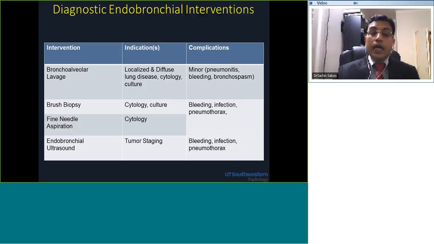Followed by that is brush biopsy, where we obtain samples for cytology and culture. Fine needle aspiration, again for cytology, and endobronchial ultrasound for tumor staging. The complications related to them are similar to those of any endobronchial procedure, which would include bleeding, infection, and pneumothorax.